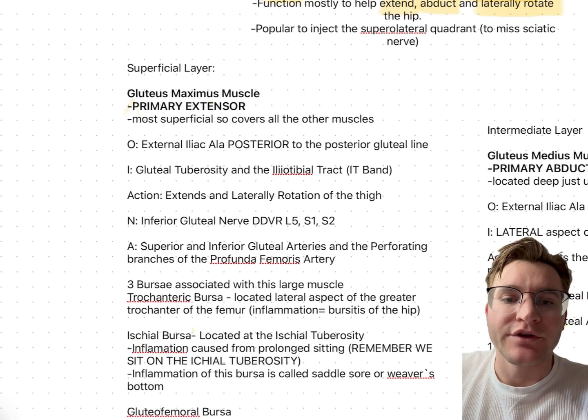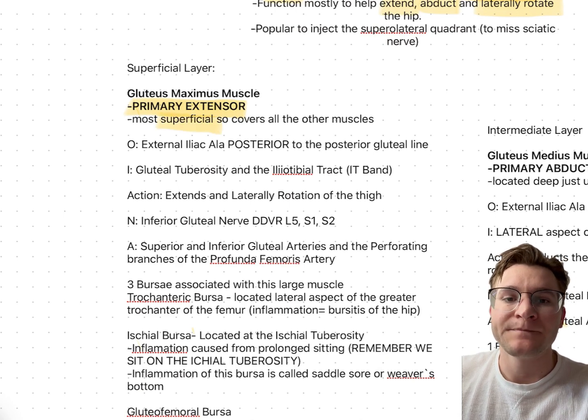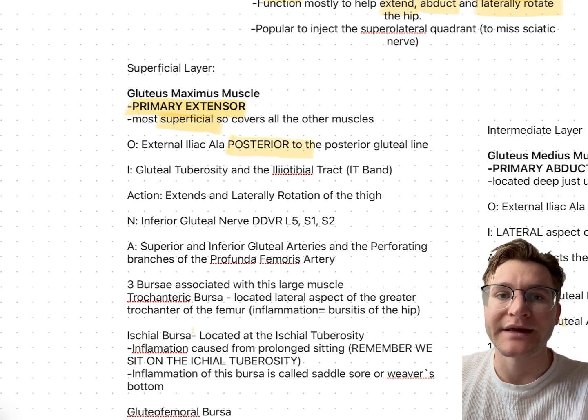And okay, so we're going to start with our gluteus maximus muscle. It's the most superficial of all the gluteal muscles, and it's our primary extensor. So it's a primary extensor of our lower extremity. So keep that in mind. That's an obvious test question.